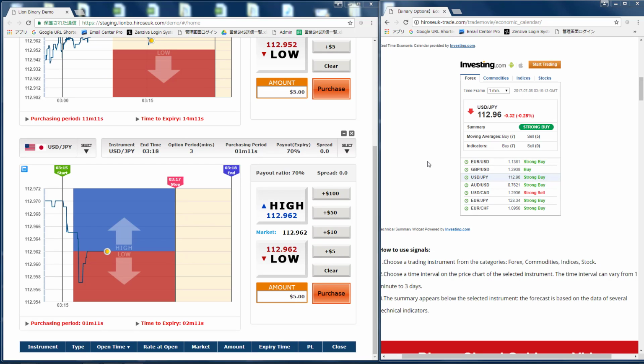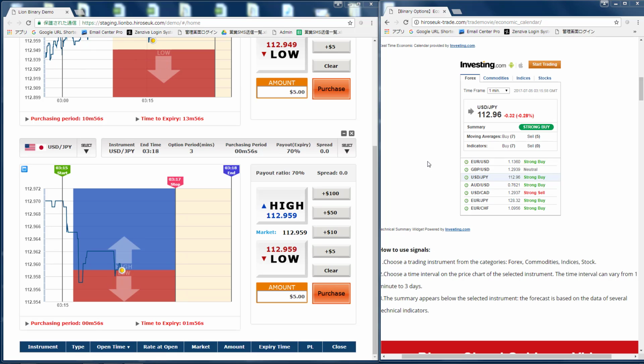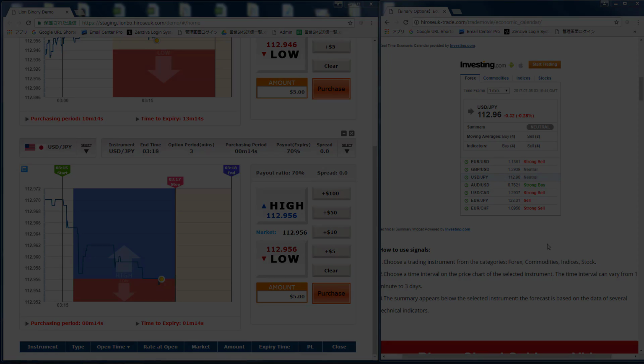And now we'll talk about the signal for a bit. When you use the signal, there's only one thing you need to remember: you only purchase when it says strong buy or strong sell. Other than that, you don't make your purchase. So you might see the signal like neutral, sell, or buy, but when those three come out, you don't make your purchase. You only make your purchase when it says strong buy or strong sell. Alright, so now I will make a few trades to show you guys how it actually works.